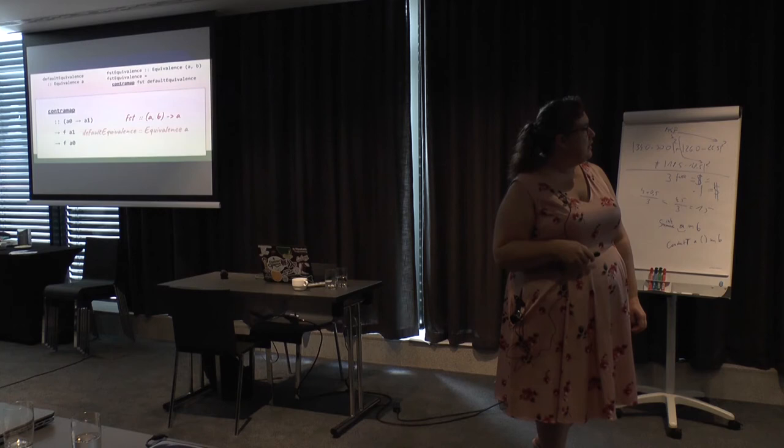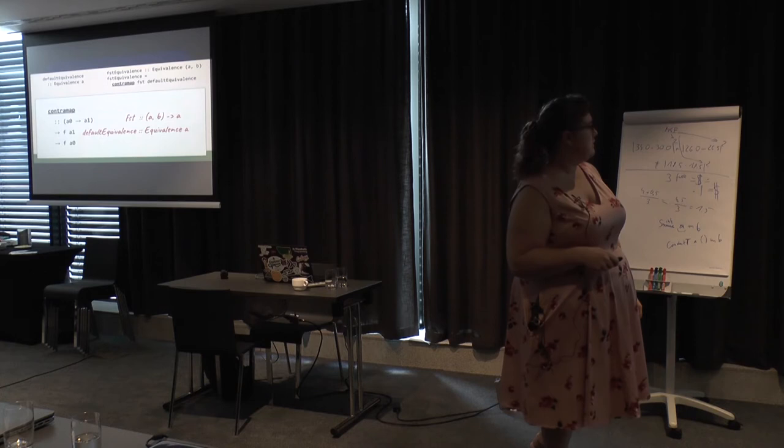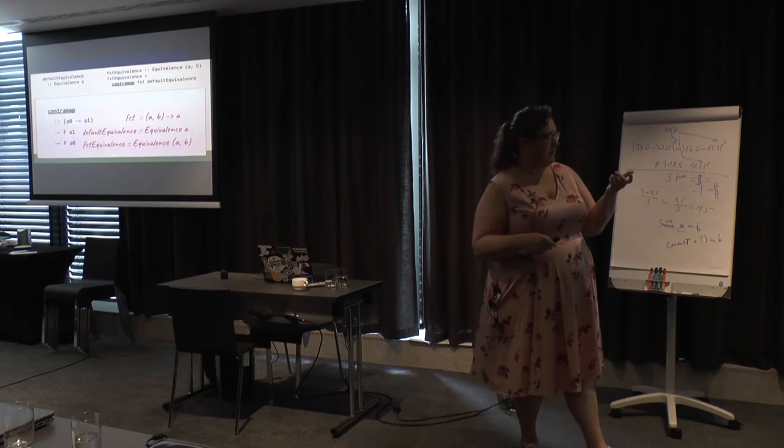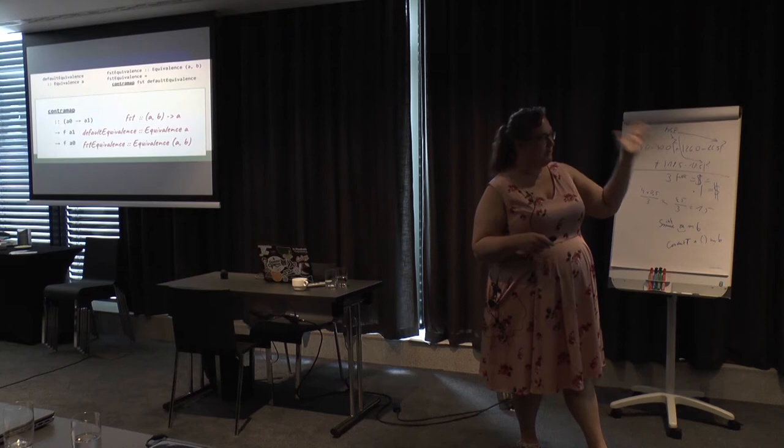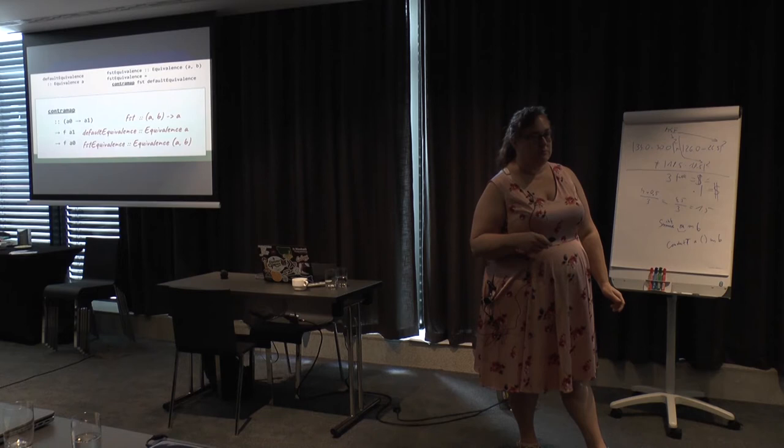Default equivalence is equivalence a, so our f is equivalence. And our first equivalence is equivalence AB. So the F is still equivalence, but the AB tuple is going to first apply first and take the A's out, then compare them for equality. Everybody with me? All right.